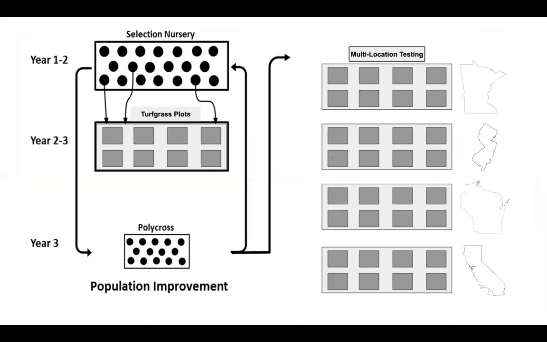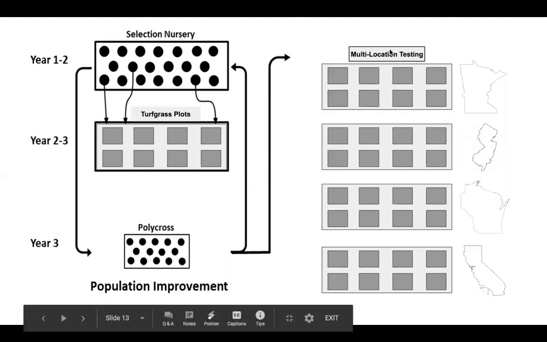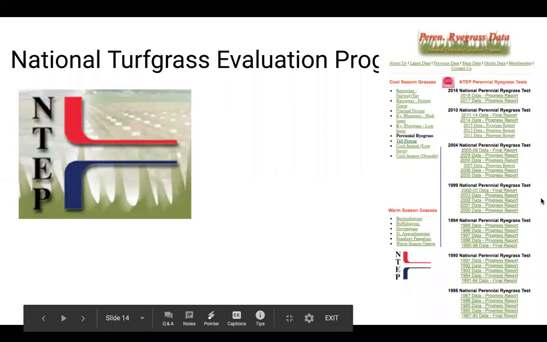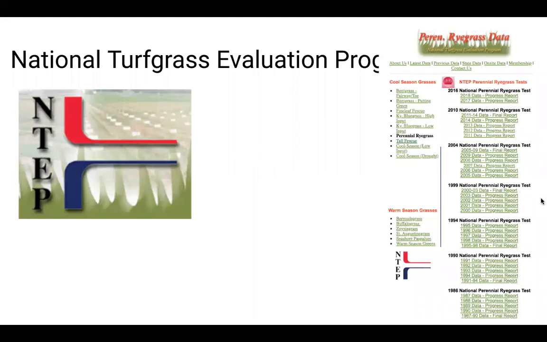Another thing to consider is from a turfgrass plot standpoint, we often have multi-location testing happening. So after we get done with years 2 through 3 of selections in our own turf plots on site, we might polycross and send our favorite selections out to maybe New Jersey or Wisconsin or California. And that's done through the National Turfgrass Evaluation Program, or NTEP, which handles all this data. NTEP takes all of our university-produced and industry-produced cultivars and tests them side by side.